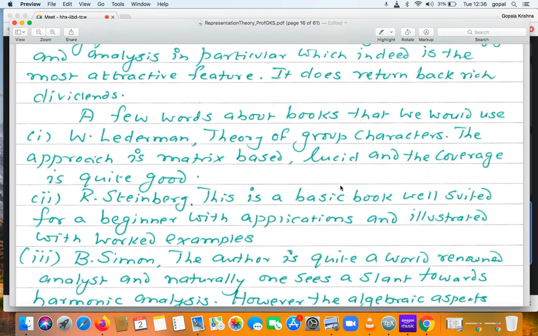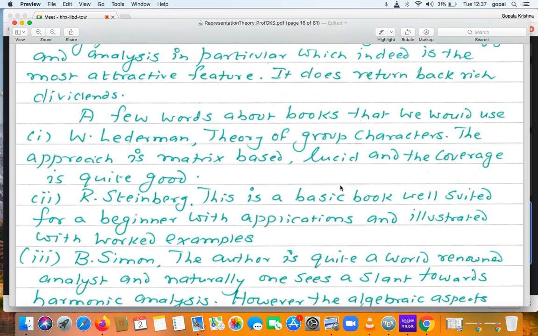This is a very old book, but a very beautifully written book actually. It is lucid, and throughout the book, he describes representation theory in terms of matrices. He doesn't use any calculus. He uses just linear algebra and group theory, and he covers a substantial amount of material.